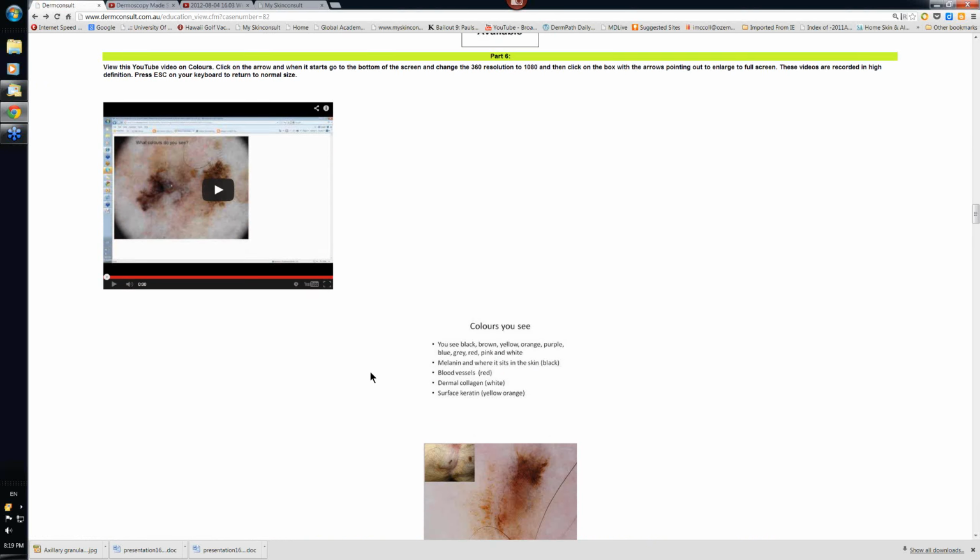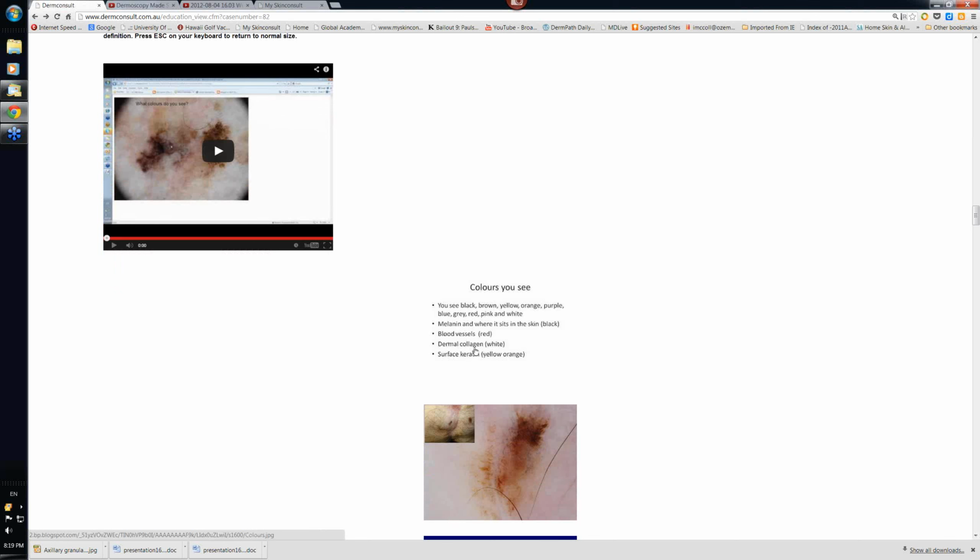Business of colors. Colors are important. We've said you'll see a variety of colors, and generally colors in dermatoscopic lesions are due to melanin, or they can be due to red blood cells and vascular structures, or the white can be due to collagen. The color of melanin depends on where it is.